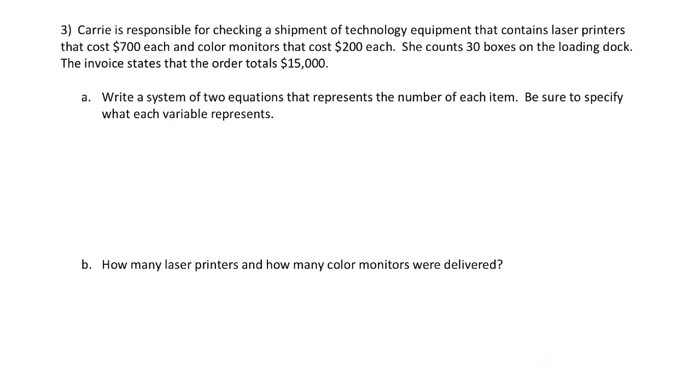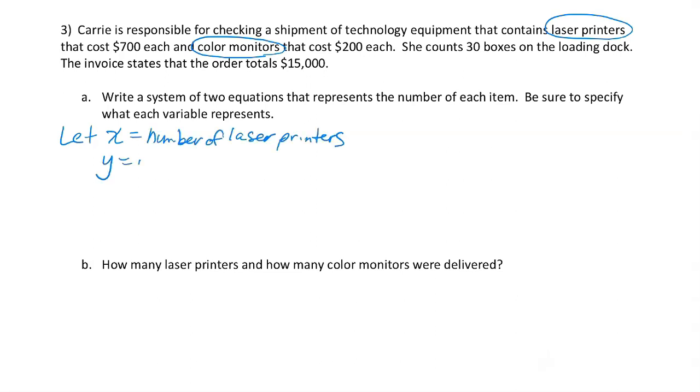So it looks like we have laser printers, which is an unknown amount of how many laser printers there are, and we have color monitors. So we'll let X be the number of laser printers, and we'll let Y be the number of color monitors. You could have used L and M if you want. You could switch these if you want, but as long as you define which one's which, we're happy.